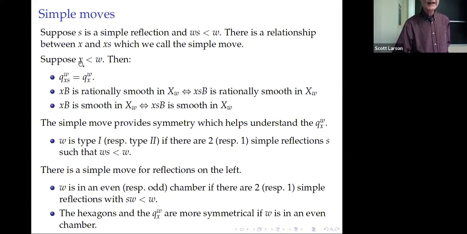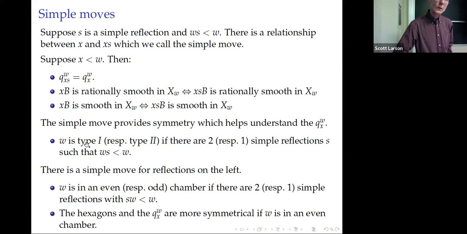Now suppose we look at an element X. Well, the Kazhdan-Lusztig polynomial of W and XS is the same as that of W and X. The point XB is rationally smooth if and only if the point XSB is rationally smooth. The point is smooth if and only if the point XSB is smooth. So they behave exactly the same way, and this is a kind of symmetry that we will be able to use, and it will help us understand the entire picture.